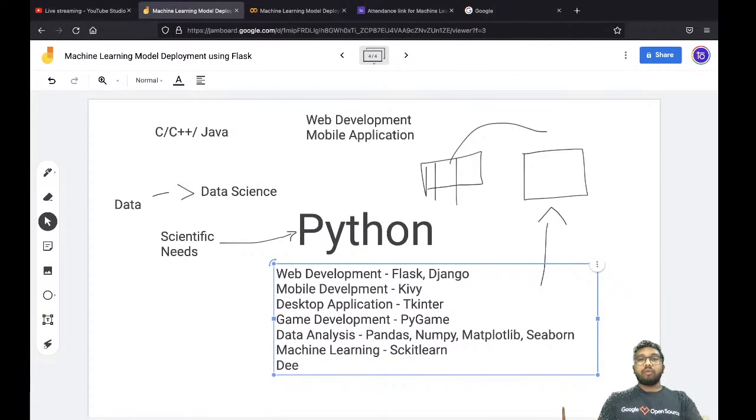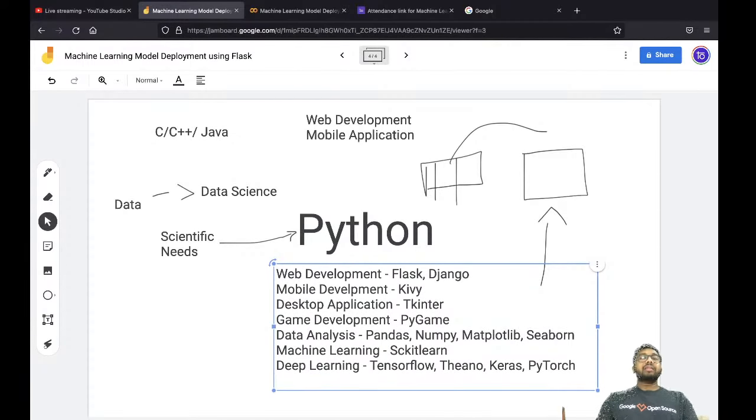If you say I want to create something like a Tesla car model, a car in which I integrate my model so that it will see everything, assume everything, take images and detect something, you can go with deep learning. Deep learning can easily be done by Python. You have TensorFlow, which has been launched by Google. Then we have Theano, Keras, PyTorch, and whatnot.